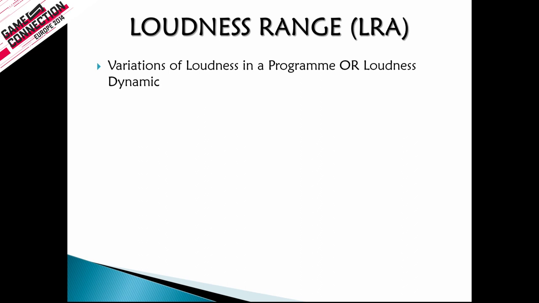Because this is a tougher one: variations of loudness in a program, or loudness dynamic. The algorithm was developed by TC Electronic. It is basically the range of your persistence range on your meter. So what you see as your RMS value, what you see as your momentary loudness when applying the K filtering. This range goes down to a given level over a period. This measurement is only good if you have a fairly long program. For a short program, you can really fool this algorithm easily.